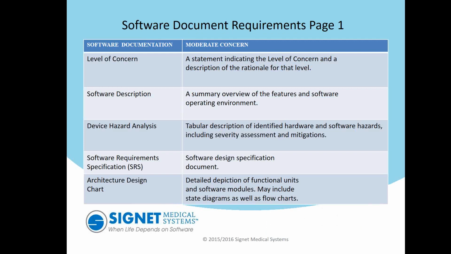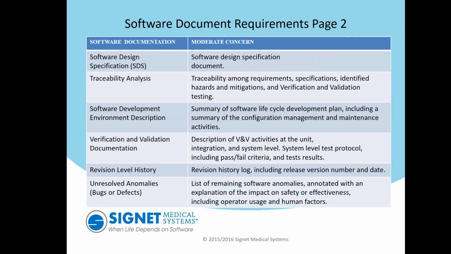Device hazard analysis. This is a tabular description of identified hardware and software hazards, including severity assessments and mitigations. This is something that you will define and identify as you go through the process. A software requirements spec. Again, this is a software design specification document. An architectural design chart, and this is a detailed depiction of functional units and software modules. It may include state diagrams as well as flow charts. Again, we're going to talk specifically about each one of these documents as we go further. I'm just going to go quickly through the documentation.